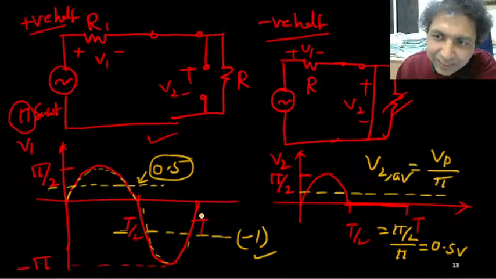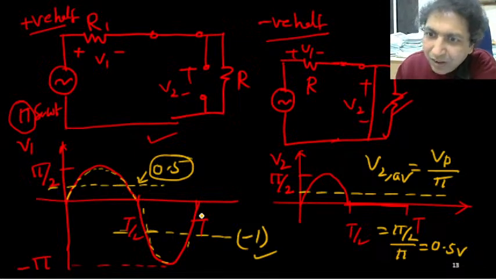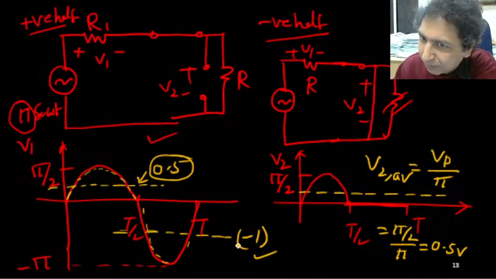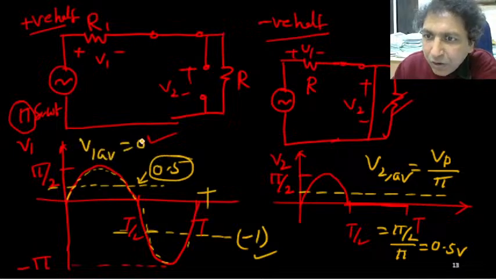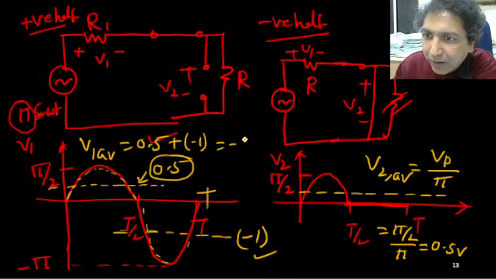I can just add these two, not average, because I have already taken care of the 2 pi. Okay, I'll just combine these two. So this plus this, 0.5 minus 1, so this V1 average will be 0.5 plus minus 1, which equals minus 0.5 volt.